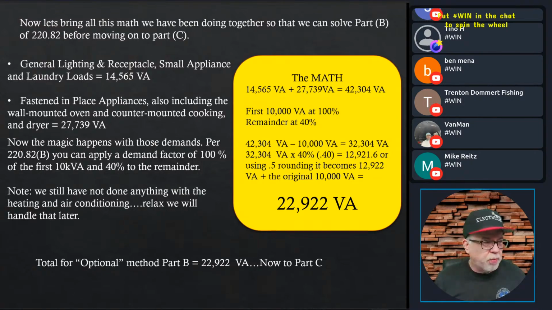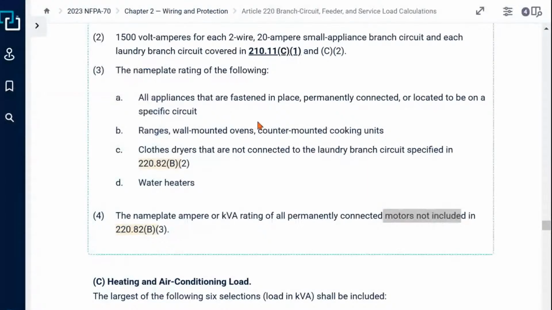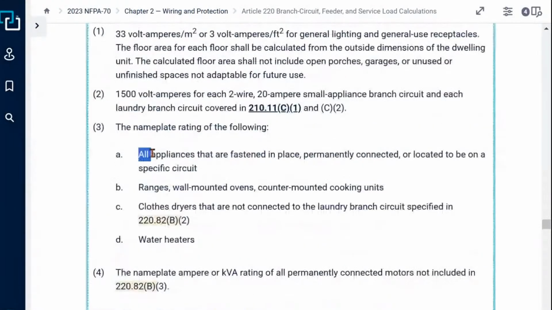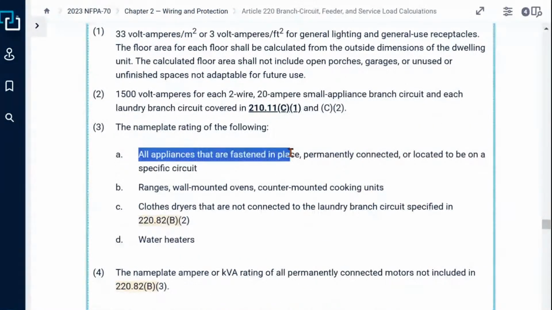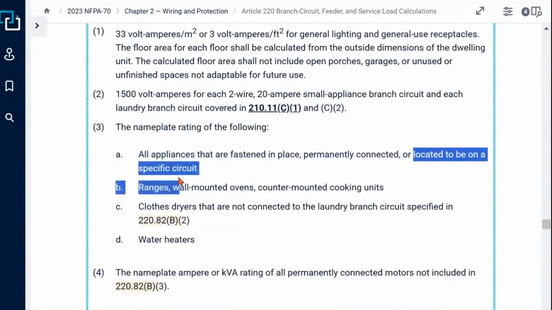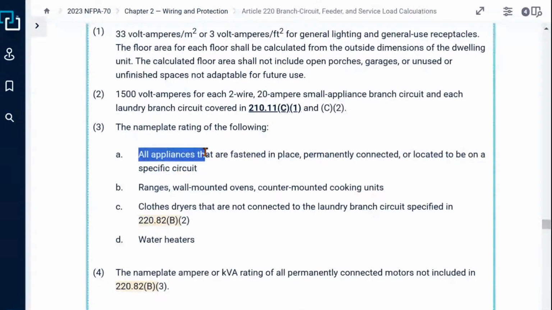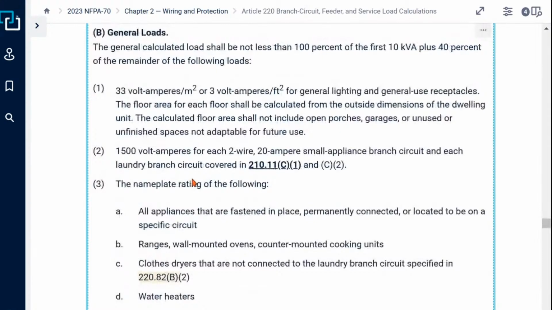Also, I want to point out the subtleties here because people ask me this question. What about other things, Paul? Yes, it says all fastened in place, permanently connected or located to be on a specific circuit, for example, appliances. I will remind you that EVSE units are appliances, okay? Wow, ready for your mind to be blown? Boom, okay? Everybody asks that question. You just add it to the list. Don't make it more complicated than it is. You've got to account for the load, guys.